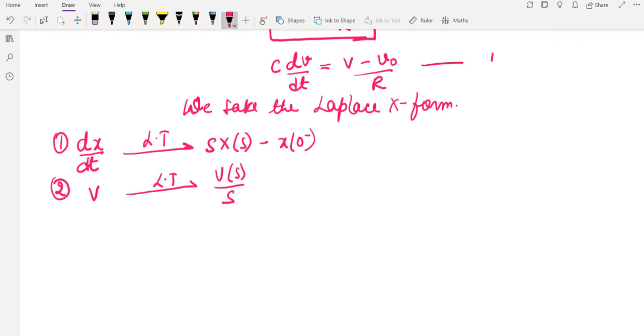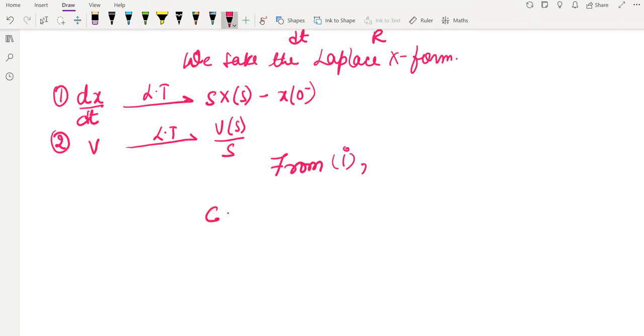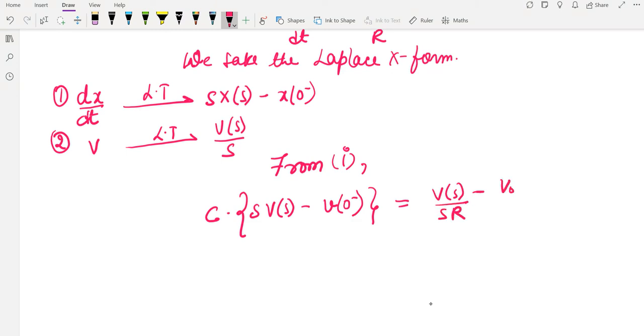So from equation number 1, we can write C into dV by dt. We convert it into the Laplace domain, so it becomes s into V of s minus V of 0 minus is equal to V of s upon s into R minus V0 of s upon R.